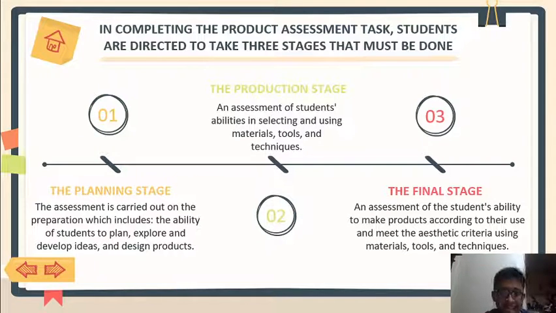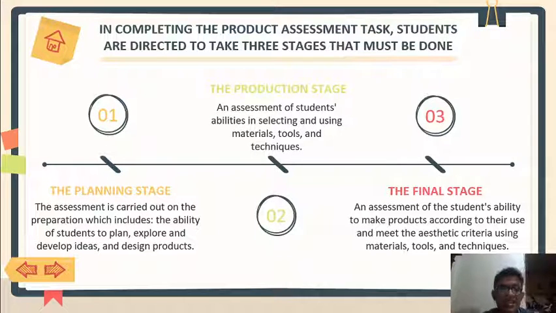Okay, next I want to present about the stages of the product assessment. In completing the product assessment task, students are directed to take 3 stages that must be done. The first is the planning stage. At this stage, the assessment is carried out on the preparation, which includes the ability of students to plan, explore, and develop ideas and design products.